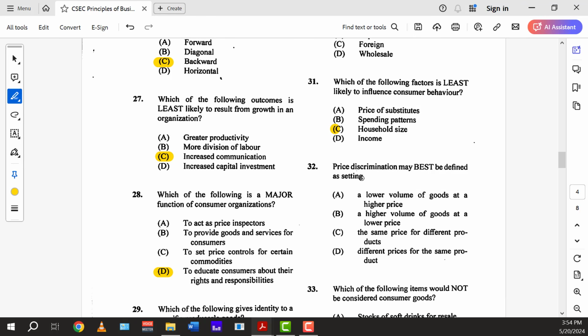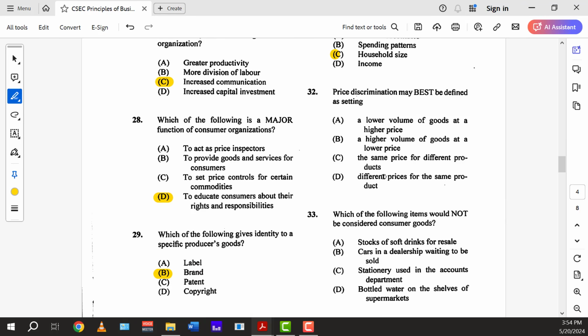32. Price discrimination may best be defined as A, a lower volume of goods at a higher price. B, a higher volume of goods at a lower price. C, the same price for different products. Or D, different prices for different products. So the best answer here is different prices for the same product. So that's D again. Different price for the same product. Like a movie ticket, same price, but adults got one price, and children, they have another price. But it's the same good.